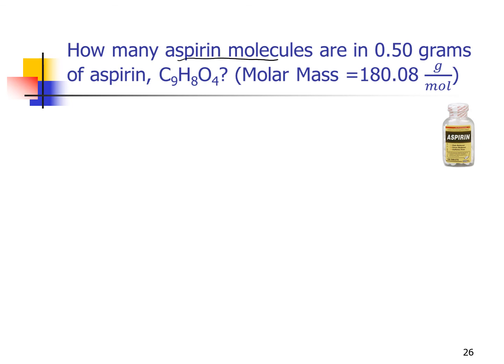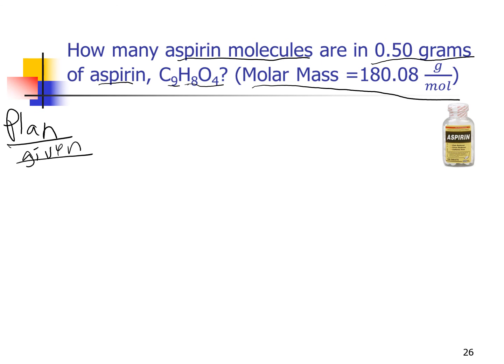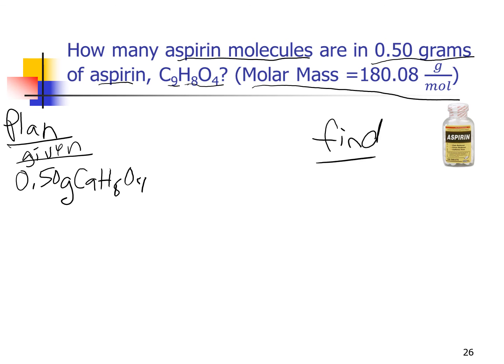How many aspirin molecules are in 0.50 grams of aspirin? Aspirin has a formula of C9H8O4. The molar mass of aspirin is given to you in this problem. So we always want to start with our plan. And with our plan, the first thing we always want to do is write down what is given to us. So in this problem, we are given 0.50 grams of aspirin, which is C9H8O4. And what we're trying to find is molecules of aspirin.